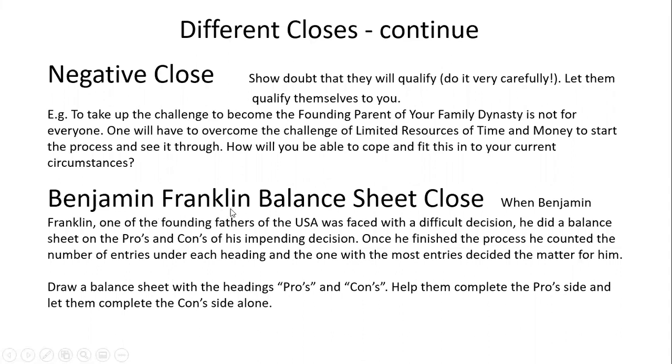Then we talked about the Benjamin Franklin balance sheet close, and that's where if you are faced with a really big decision, you take a piece of paper, you draw 2 parts to it. On the first part, you say pros, and you then help the people to write down all the positives of the decision, and then cons on the other side. You then leave them up to put down what is negative about the decision, and then it's a simple matter of adding up the lines. How many lines have you entered under pro, and how many lines under con, and the one that outweighs the other helps you to decide.